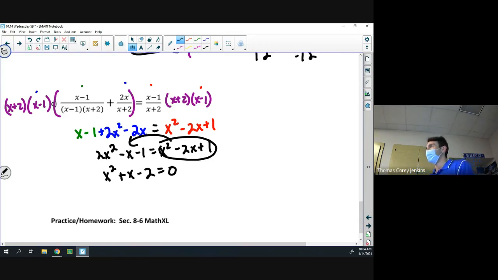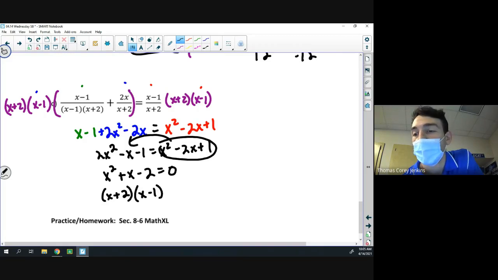Okay, I like to factor at this point. If you're not super good at factoring, you could think quadratic formula. You could plug it into your calculator and look for the x-intercepts, right? There's several things we could do. I think factoring just tends to be the easiest. So this factors to x plus 2 times x minus 1. And then we can use the zero product property from there to come up with x is negative 2 and x is positive 1.